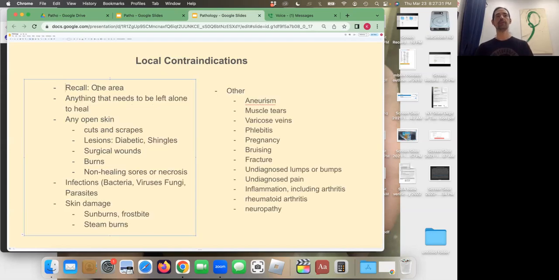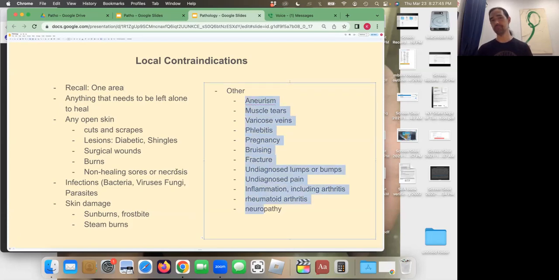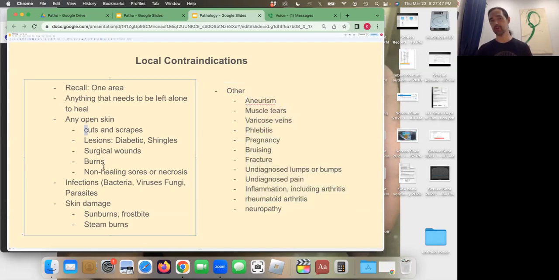So remember, local means one area compared to the whole system or the whole body, right? There are a couple of ways you can think about local contraindications. In my opinion, the best way is to get really familiar with all the different things that you could see locally that are a no-go, and see what they have in common, make the associations in your mind.